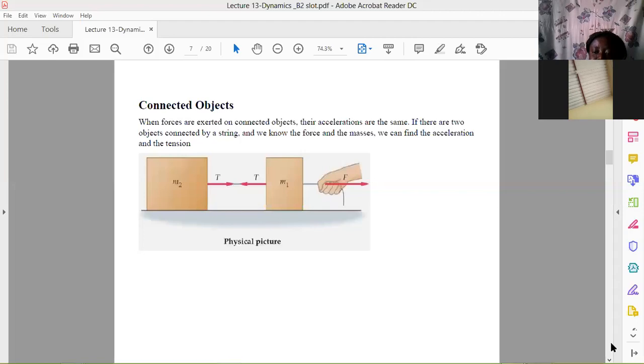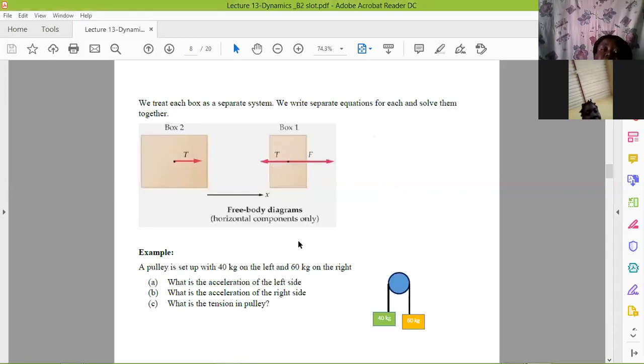Okay, so when we are calculating that, we keep in mind when we have connected objects. We spread the other one up. If you are asked to calculate the tension, make sure, as I said when we were talking about Newton's third law, that you separate the two objects.